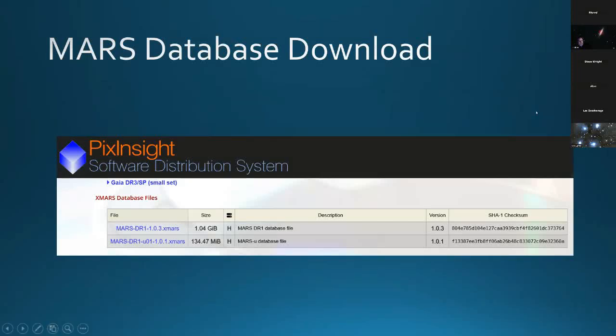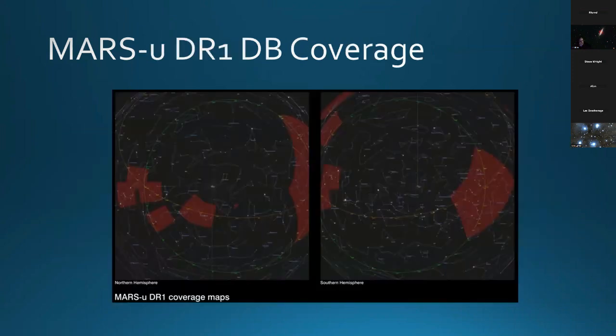You go out to your distribution software spot for PixInsight, and you'll see under there are the Mars database files for XMars. The top one, which is roughly a gig in size, is the PixInsight database. And then the 134 meg one right below it is the user contribution database that they've already accumulated, and they're still adding to it as we're going.